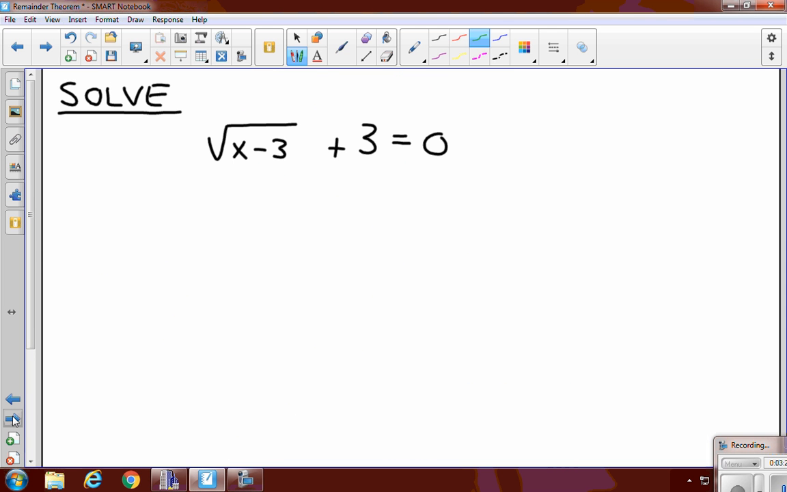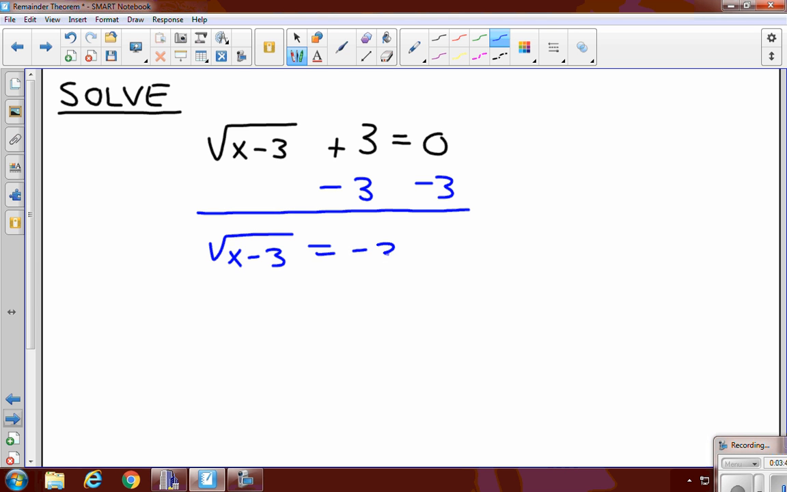So let's jump into a very similar type of question. We've got the radicand again of x minus 3, but now we're adding 3 to it, and we're going to go through and solve this. We need to isolate the radical first, which means subtracting 3 from both sides of this equation, which leaves me with the square root of x minus 3 equals negative 3.